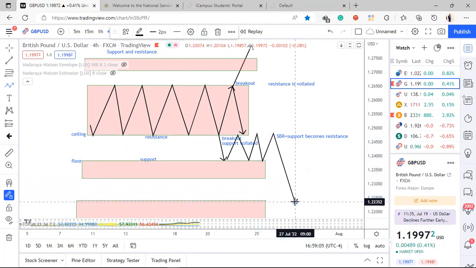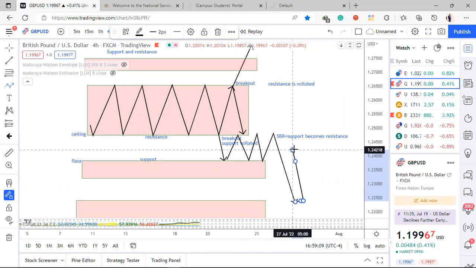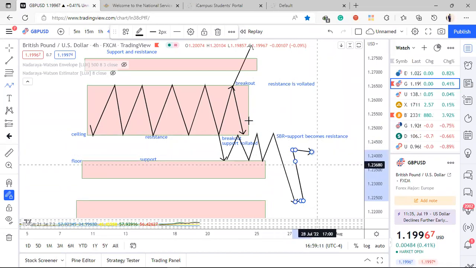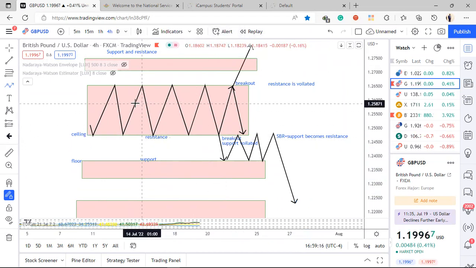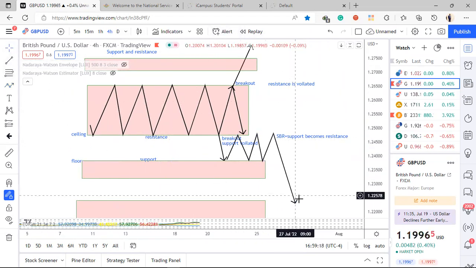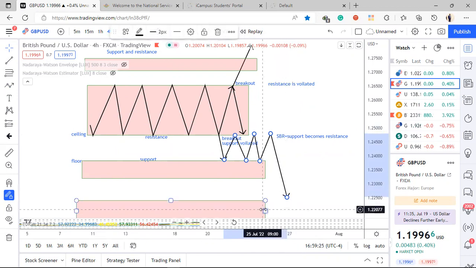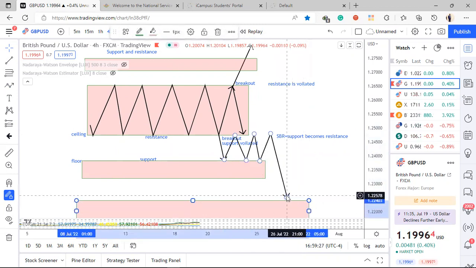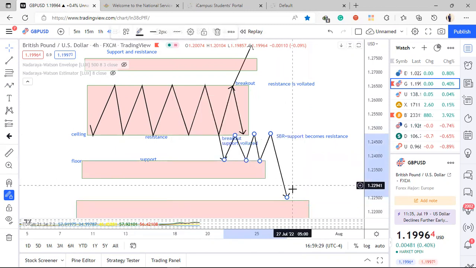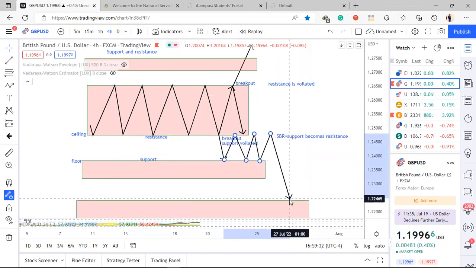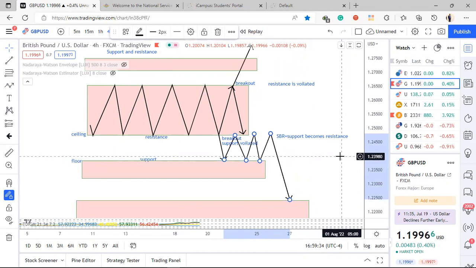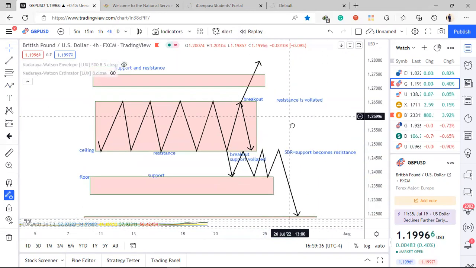So when price breaks this side, we'll be anticipating the next floor. Price should come here and this floor should hold price. That is how we trade.